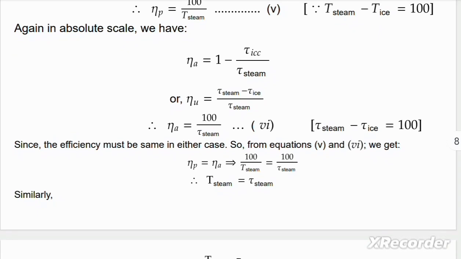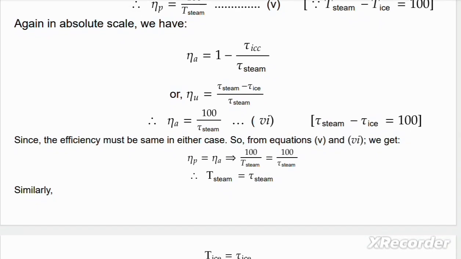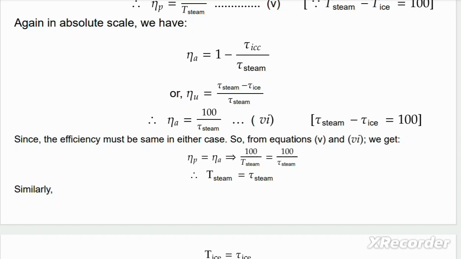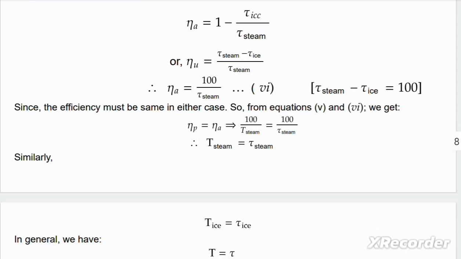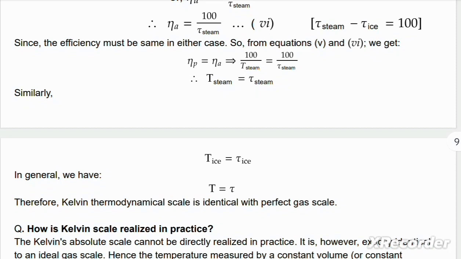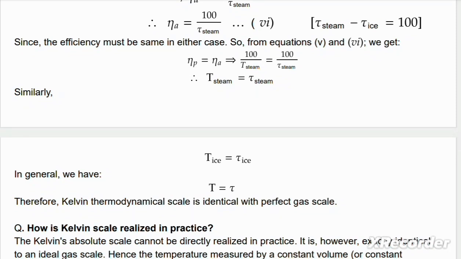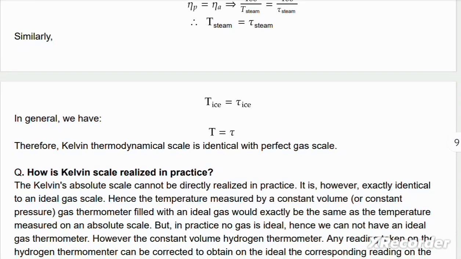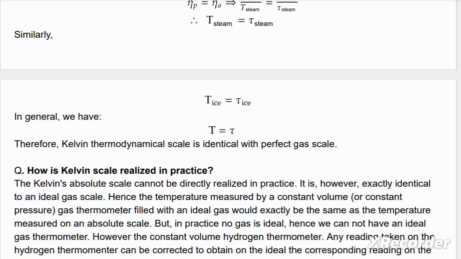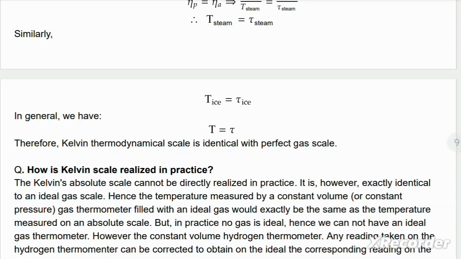Again on the absolute scale we have eta A equal to 1 minus tau ice divided by tau steam, or eta A equal to tau steam minus tau ice divided by tau steam. Since the efficiency must be the same in either case, from equations fifth and fourth we get eta P equal to eta A, that is, 100 divided by T steam equal to 100 divided by tau steam, so T steam equal to tau steam. Similarly, T ice equal to tau ice. In general, temperature equal to tau. Therefore, the Kelvin thermodynamical scale is identical with the perfect gas scale.